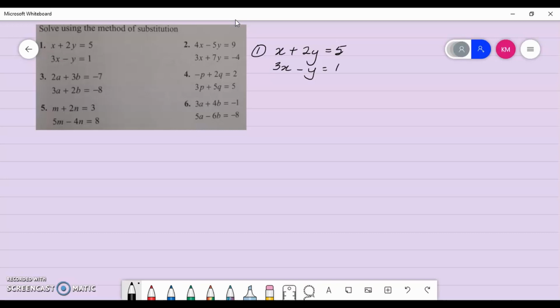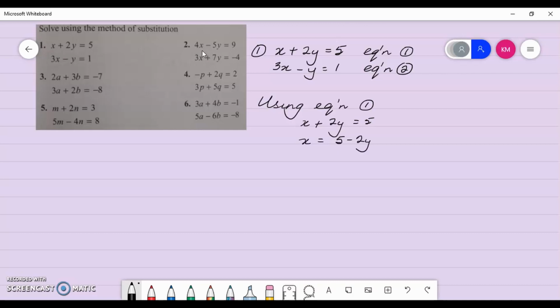My first step, I label my equations. This here is equation 1. My second step, equation 2. Next, I choose an equation and make the variable either x or y the subject of my equation. So I'm going to choose my first equation. Using equation 1, I get x plus 2y is equal to 5. x is equal to 5 take away 2y.